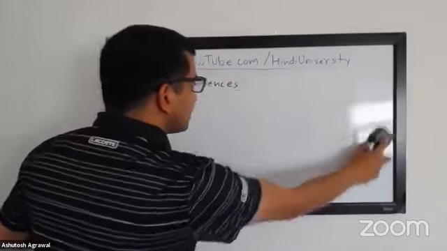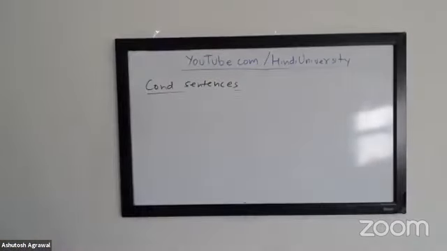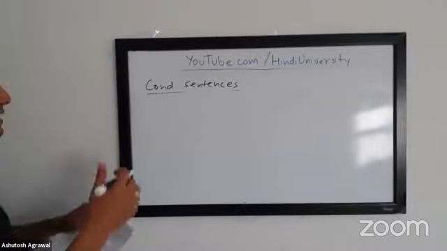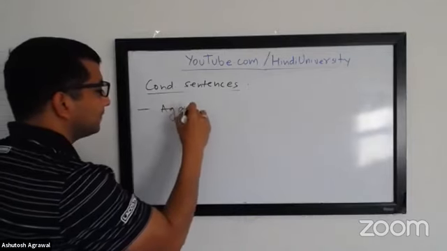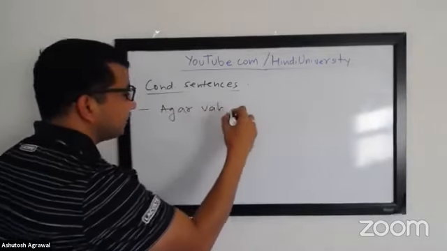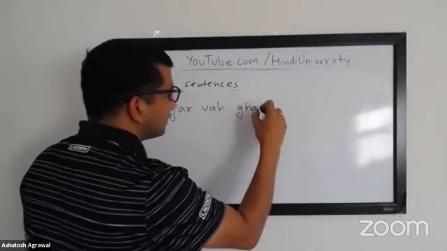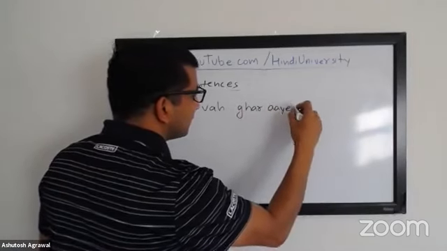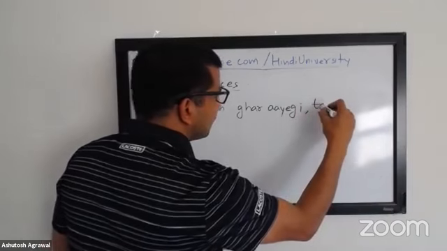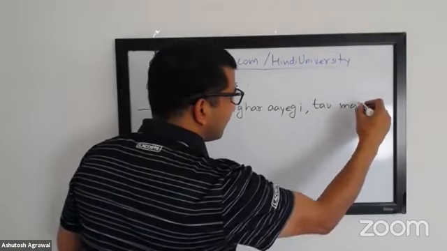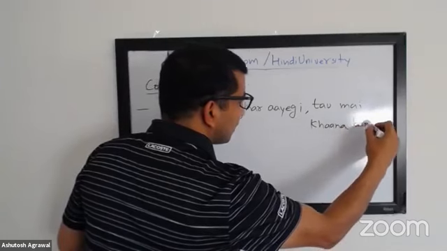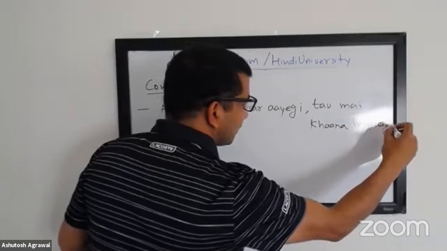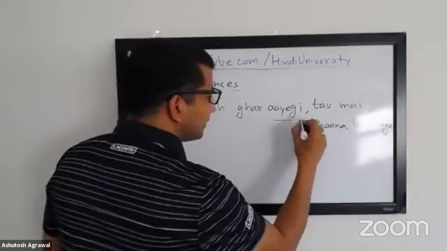So now let's see the same sentence that we covered first, which is, like we said, agar vah ghar aayegi to main khana banaunga. You can see future indefinite.